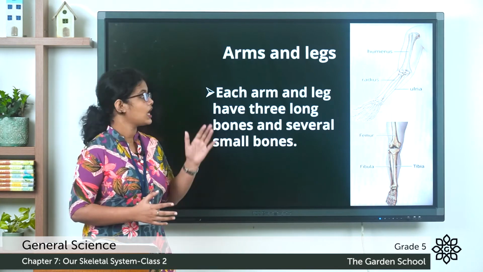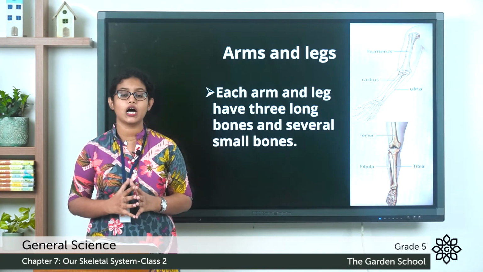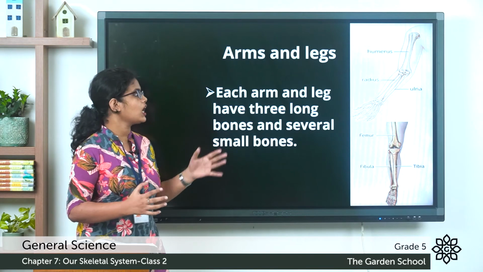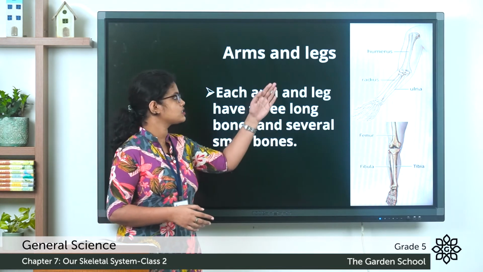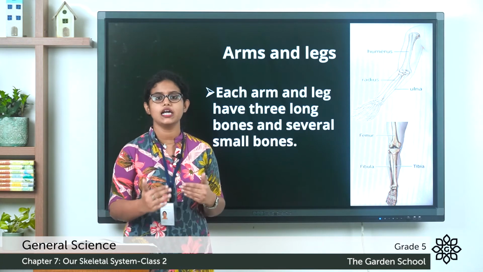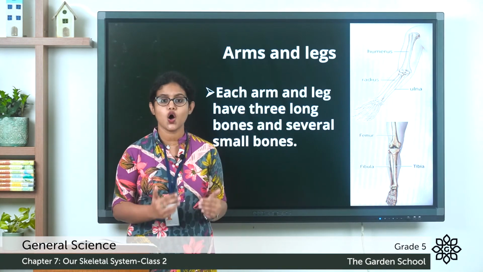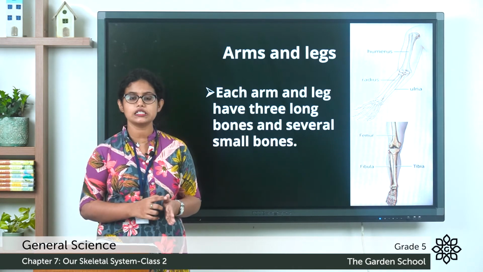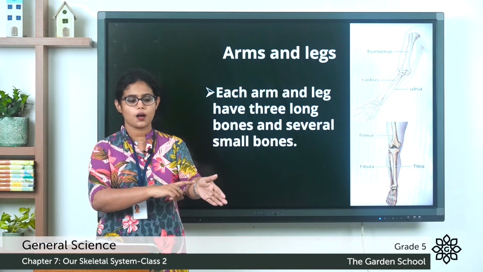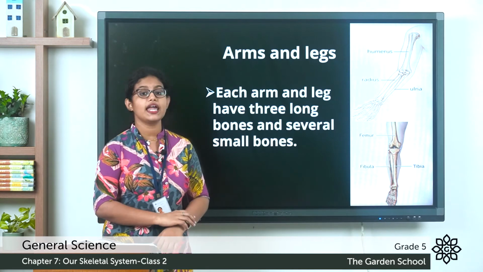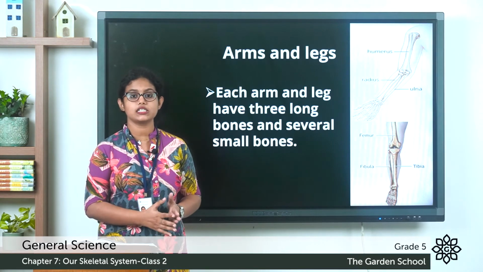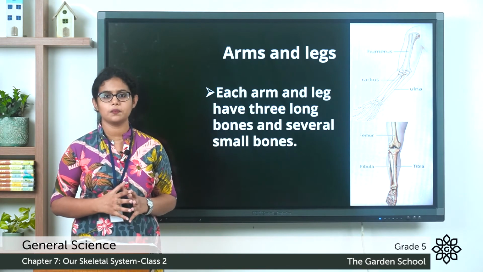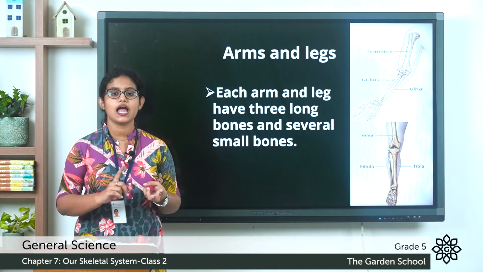Coming to the next one, arms and legs. In each of our arms and legs, we have 3 long bones and many small bones. In our arm, we have 3 long bones: the humerus, the radius and the ulna. The humerus is the longest bone in our upper arm. The radius is located at the thumb side of our arm. And next is the ulna, which is located at the little finger side of our arm. There are 3 long bones in our arm: the humerus, the radius and the ulna.